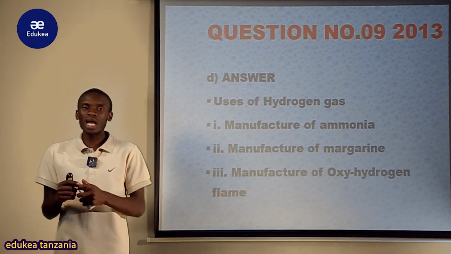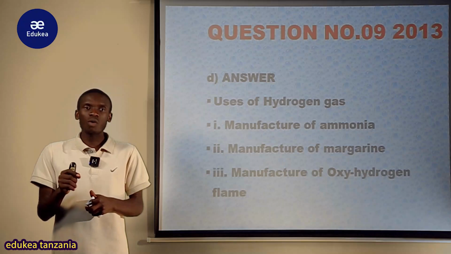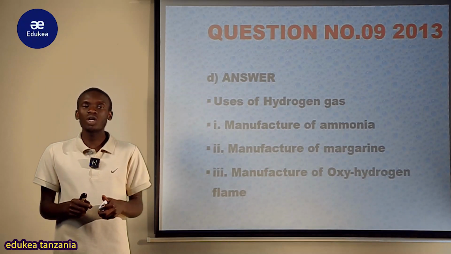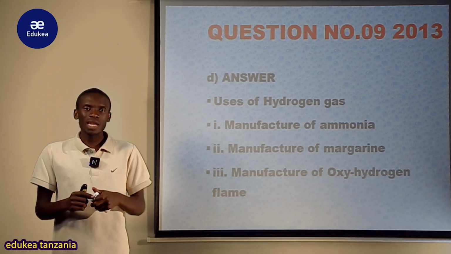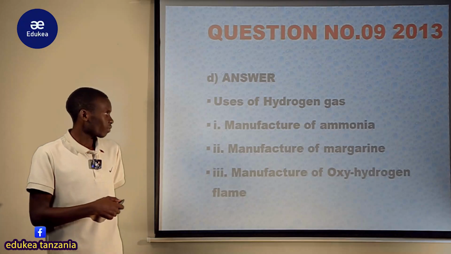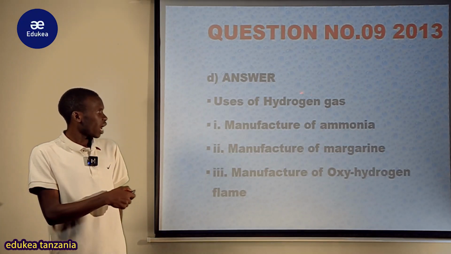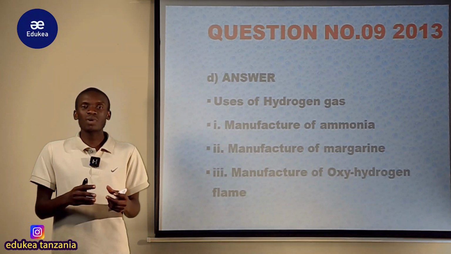So wakati mwingine unaweza kupewa reaction nitrogen react with hydrogen, which process is this? Say the process is called the Haber process. Kwa Haber process ni process ambayo nitrogen gas ana react na hydrogen gas. Then also hydrogen gas is used in the manufacture of margarine.